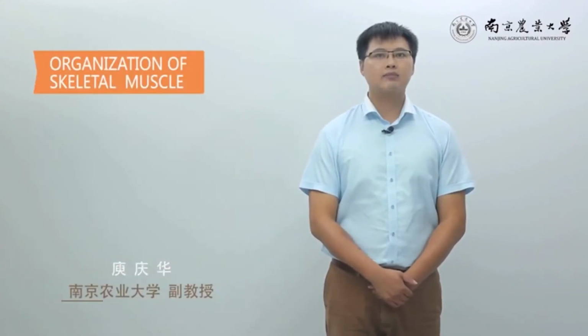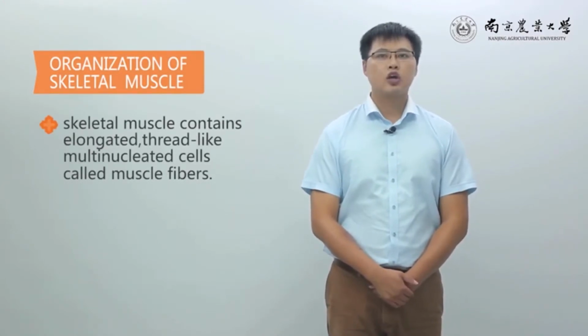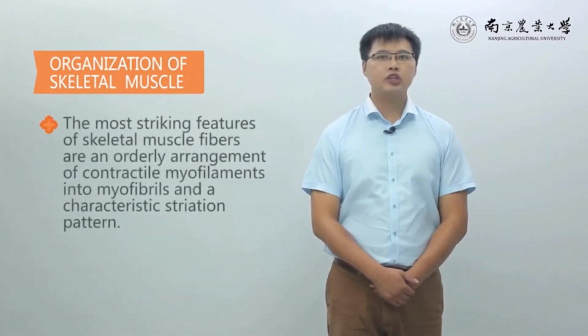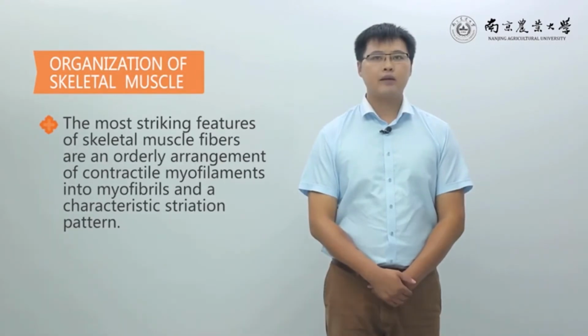Today we will first learn the organization of the skeletal muscle. Skeletal muscle contains elongated, thread-like multinucleated cells called muscle fibers. The most striking features of skeletal muscle fiber are an orderly arrangement of contractile myofilaments into myofibrils and a characteristic striping pattern. Each myofibril has alternating light and dark bands along its length.